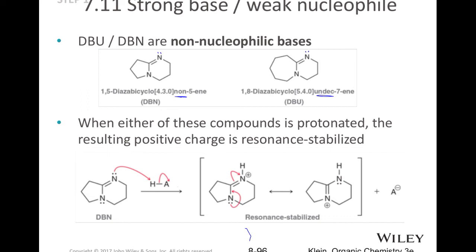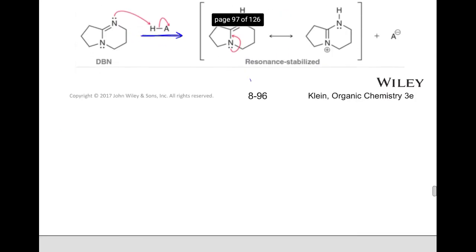So why are these strong bases? If you look at the example here with DBN, and you could draw a similar mechanism with DBU, when they take a proton, since a base is a proton acceptor, you see the mechanism here is that once it accepts that proton, the protonated form of the compound is resonance stabilized, which makes it a very good base. That's enough about DBU and DBN, which are both non-nucleophilic strong bases.